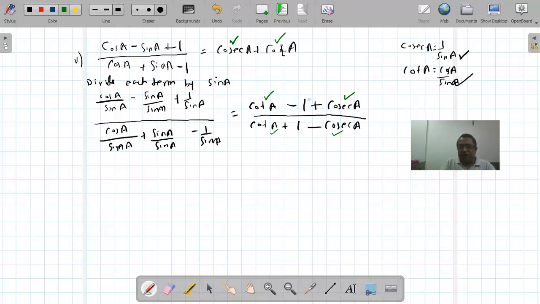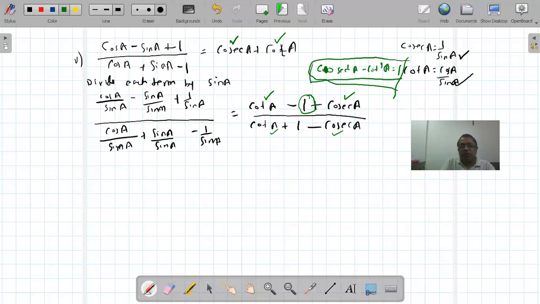So what we need to do is get rid of this one. We need to get rid of this one because here the RHS is only in terms of cosecant and cot. So for this, you should remember the identity. Just note this, that cosec square minus cot square is equal to 1. Cosec square A minus cot square A is equal to 1.